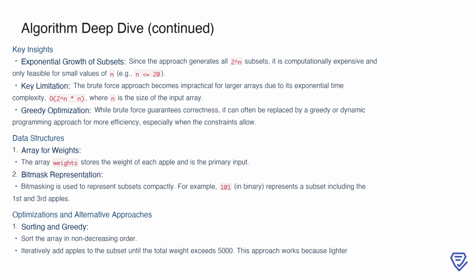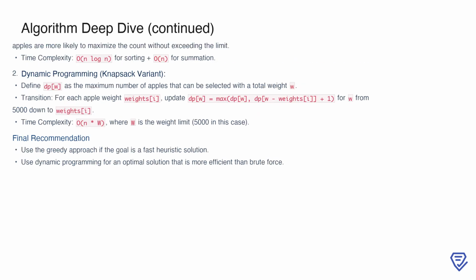Additionally, the problem structure has similarities to the knapsack problem, where dynamic programming can be applied to find an optimal solution. To summarize, while brute force is useful for small inputs and understanding the problem, its inefficiency drives the need for alternative methods. In terms of data structures, the array weights is central for storing the apple weights, and bitmasking is utilized to represent subsets compactly. For example, the binary representation of a mask like 101 corresponds to selecting the first and third apples in the subset. To overcome the inefficiencies of brute force, we can use either a greedy or a dynamic programming approach.